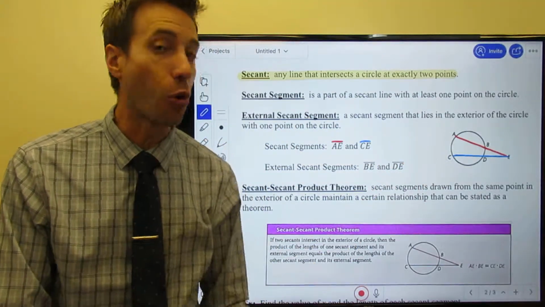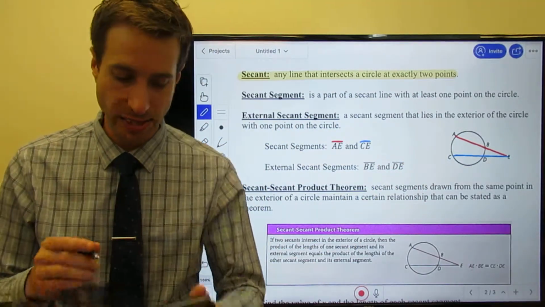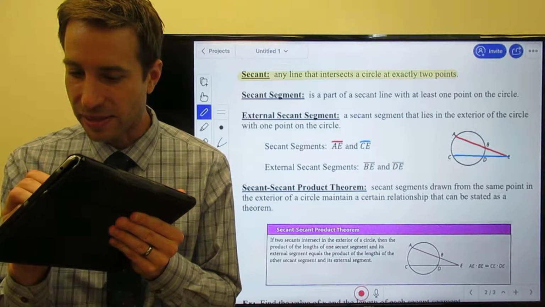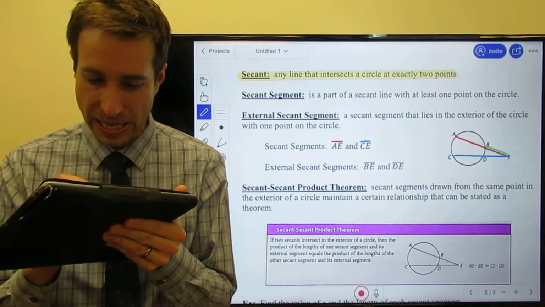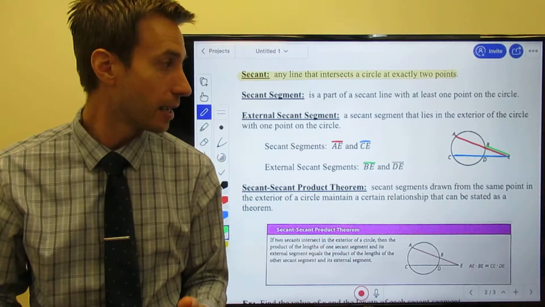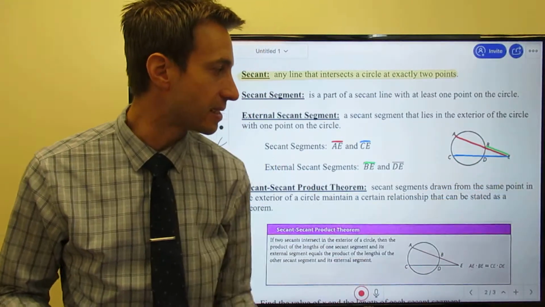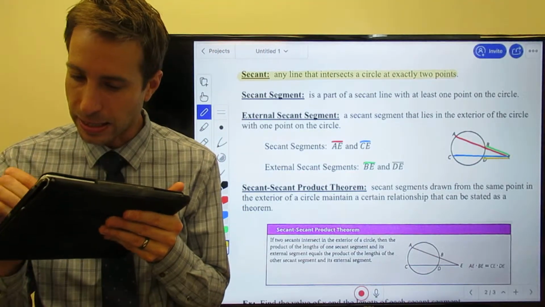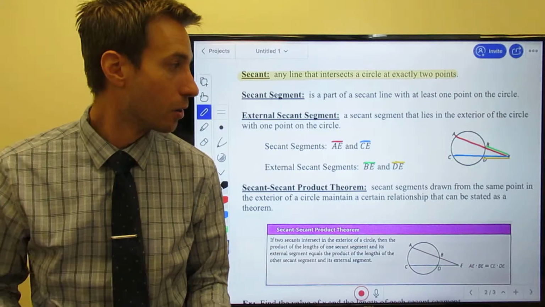Then there are what we call external secant segments. These are the portions of that segment that are on the exterior of the circle. There are also two of these. I have the secant segment BE, that guy right there. And then I have the secant segment DE, which is that guy right there.